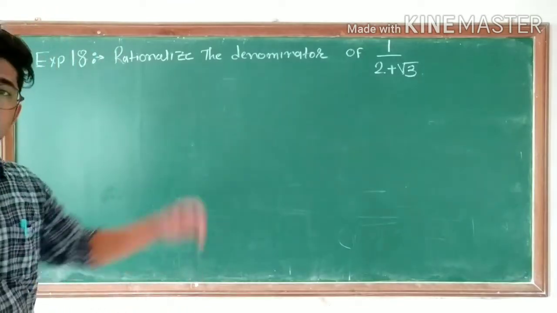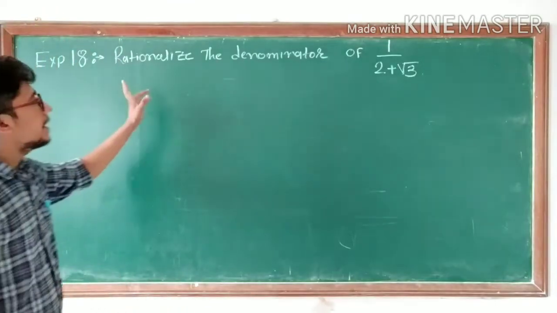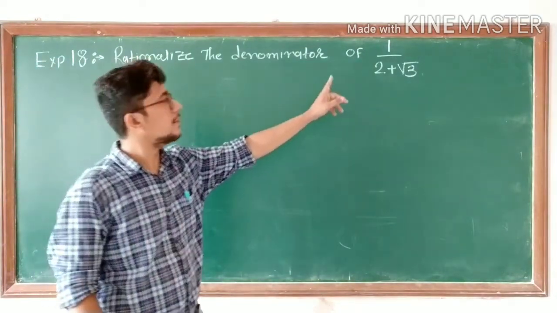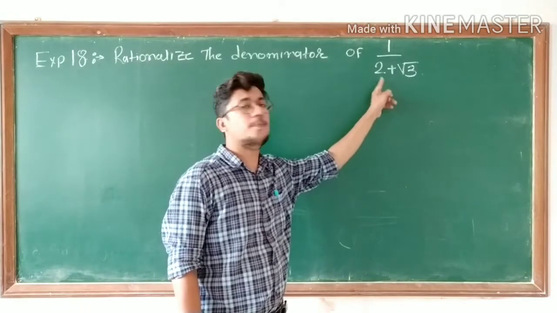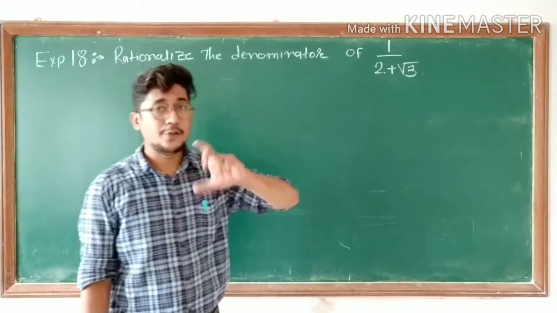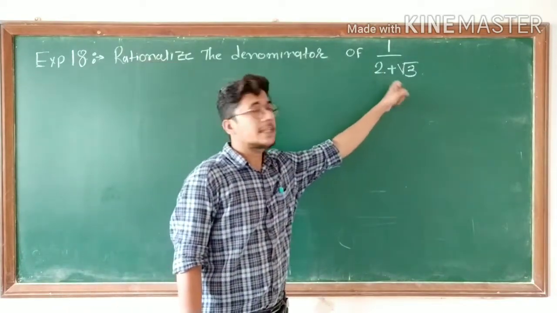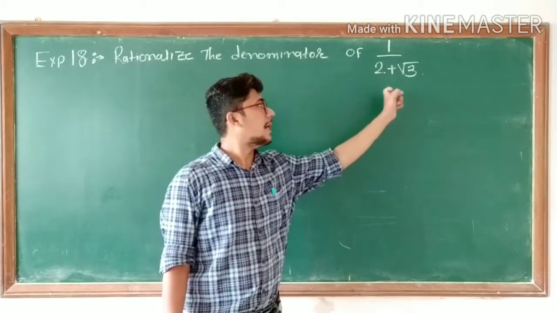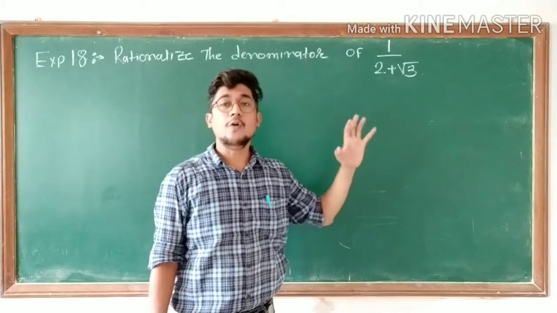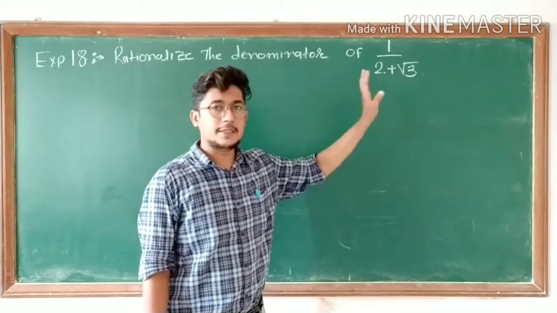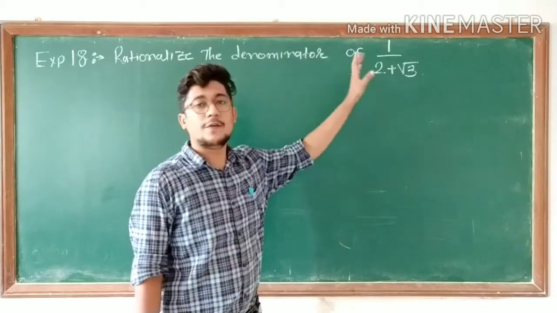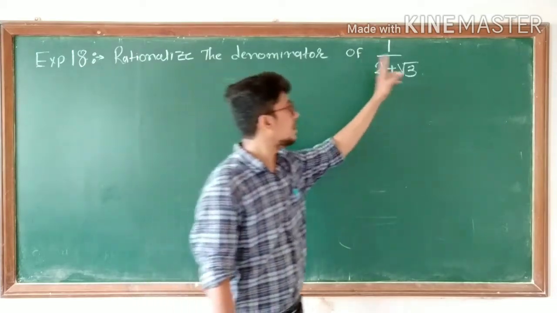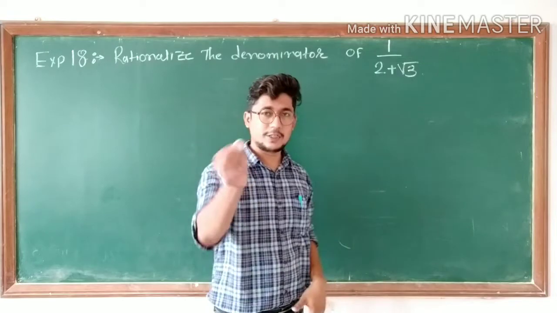Moving on to example number 18, what does it say? Rationalize the denominator of 1 upon 2 plus root 3. Now you can see that in the denominator there is an algebraic expression, there is a plus or a minus or something. यहाँ पे we are given a plus. So how do we convert this form of rational number p upon q into a rationalized denominator? We have to change this denominator into a rational number.